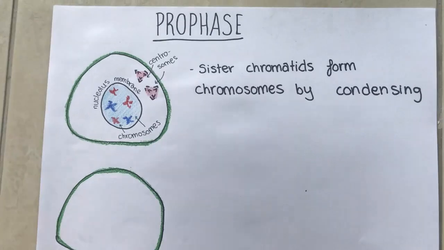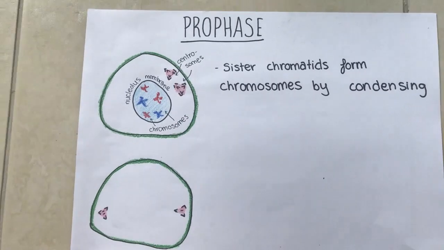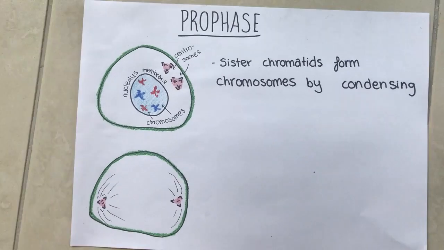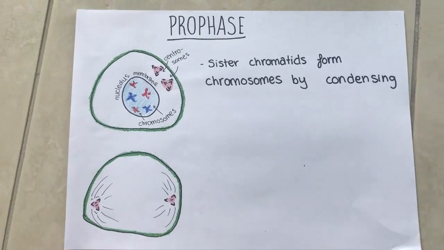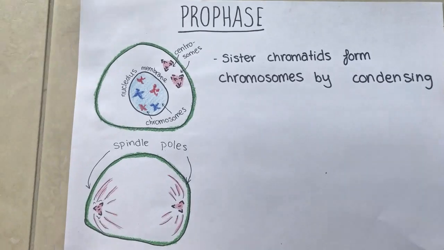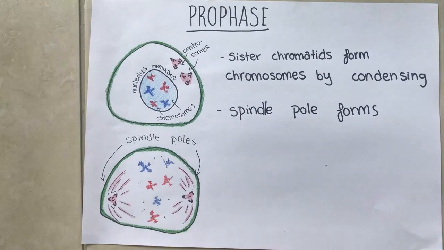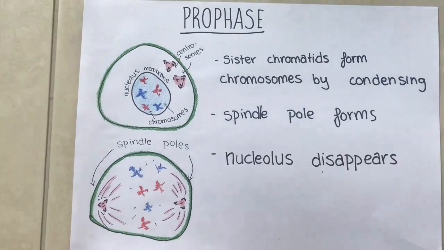The spindle poles begin to form at opposite ends of the cell. Spindle poles are made of long proteins called microtubules. They organize chromosomes to ensure that each daughter cell will contain 1 exact copy of the parent cell DNA.